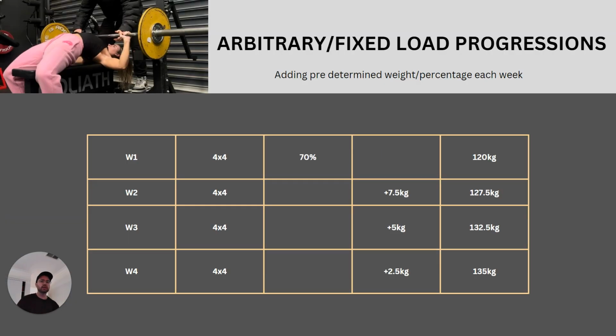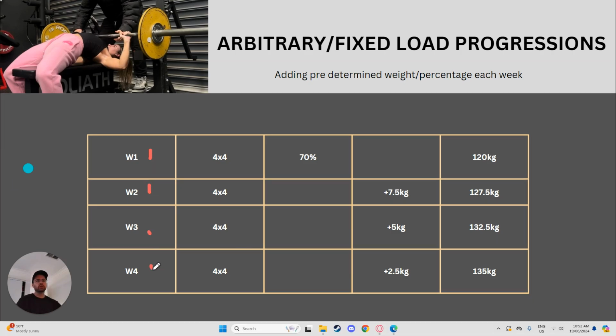So the first thing we're going to start out with is arbitrary or fixed load progressions. In my opinion, on the surface level, this is the easiest one to understand, right? All we're doing is adding a predetermined weight or a predetermined percentage week to week, right? So this is my example that I've written up here. Super simple. Week 1, 2, 3, 4, 4x4s for each week. We're not talking about back downs. We're not talking about secondary days. I just want to talk about the main primary workload for now.